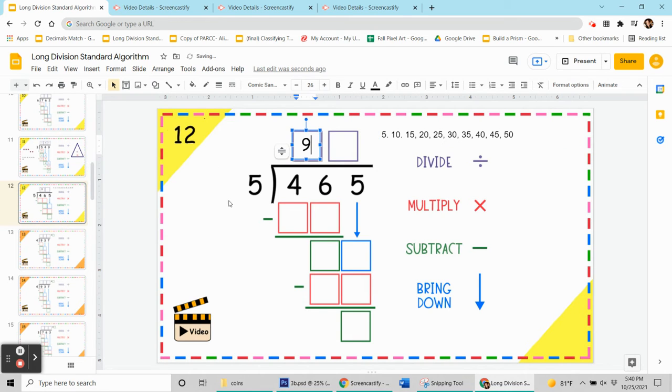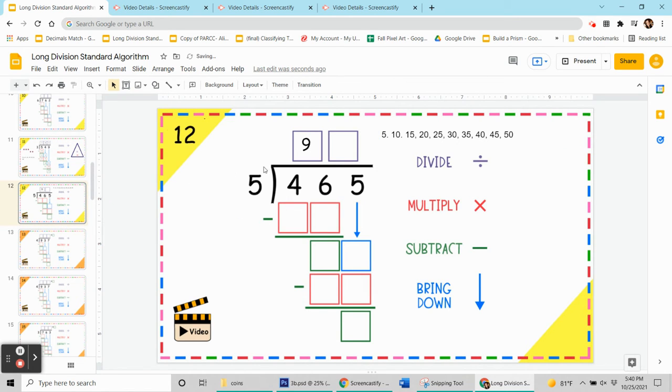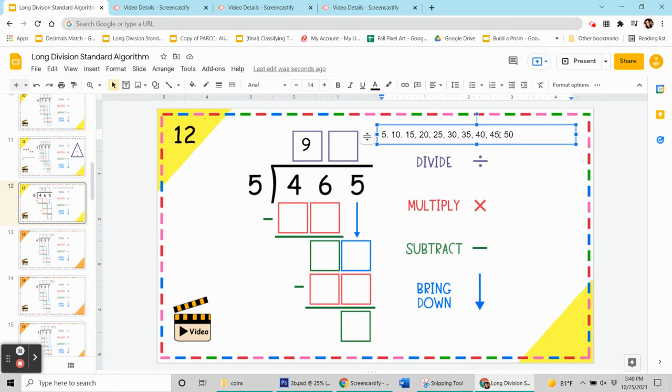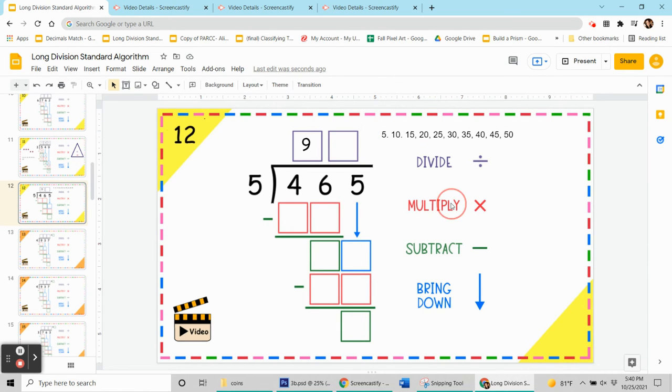Another thing you could do is you could make 46 tally marks divided by 5. You could look at a multiplication chart. What you're trying to see is how many times can you multiply 5 to get close to 46, but stay under 46. All right, next step is to multiply.